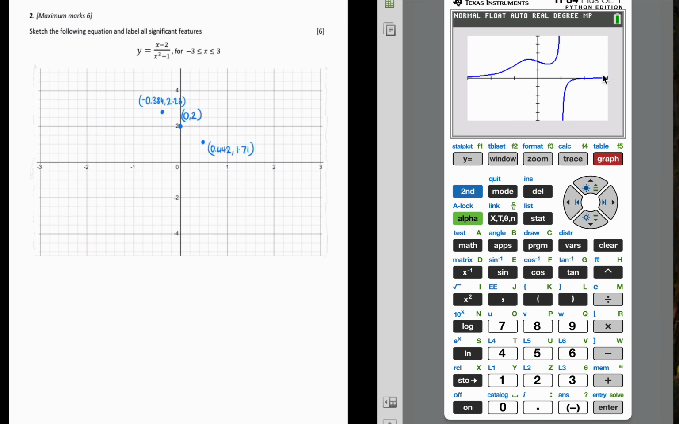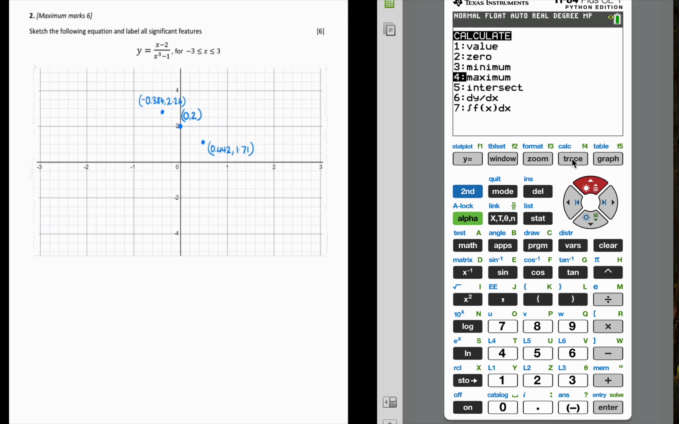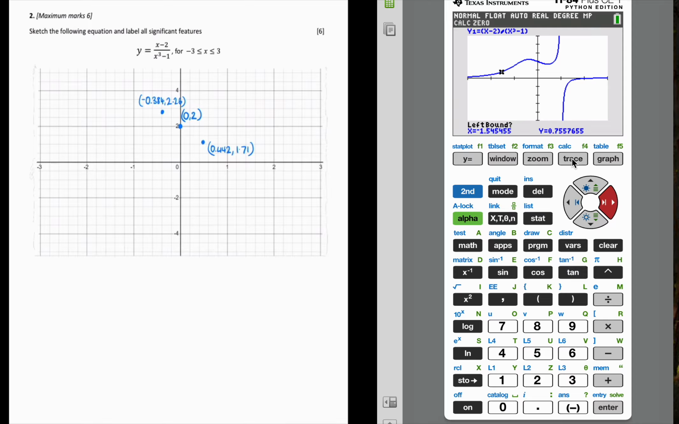Now we need to check again here. We don't want to assume, so let's double check if there is an intersection with the axis. So we're going to look for a 0. So somewhere between here and right at the edge of our graph. And we find that yes, it does. So it actually crosses at 2 on the x-axis. So at 2, 0. And now we have all that information, we can sketch our curve.